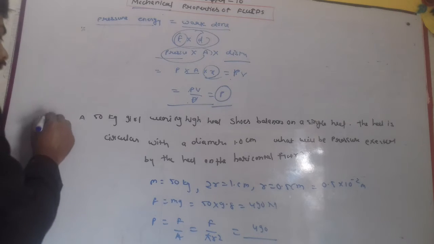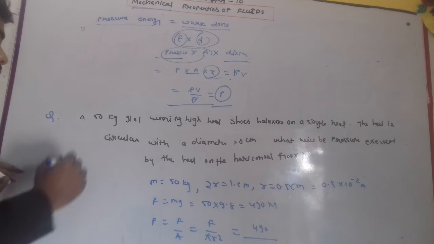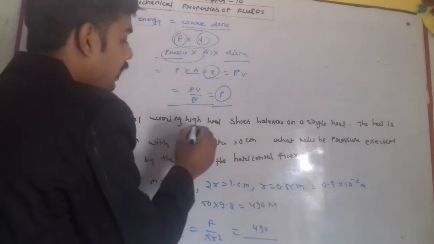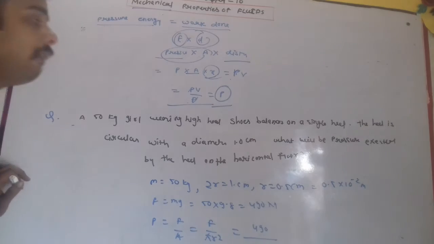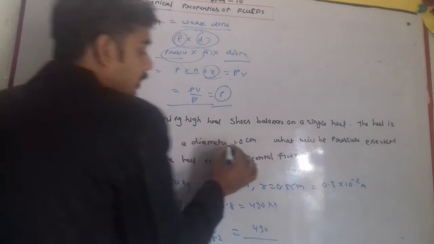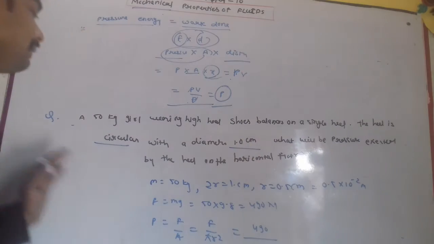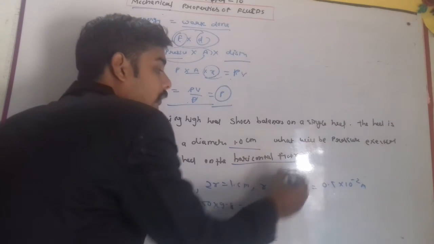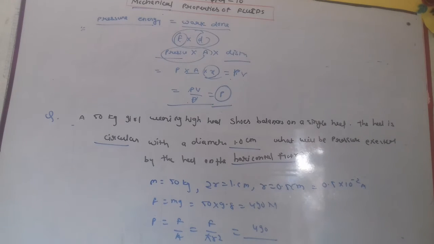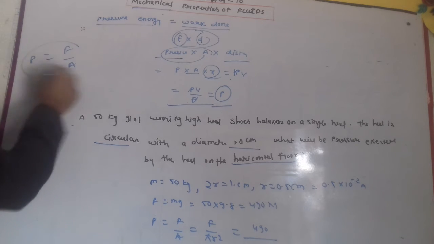Now we have a numerical; you can try to solve a similar question. Here we are looking at a 50 kilogram girl wearing a high heel shoe, balanced on a single heel. The heel is circular with a diameter of 1.0 centimeter. What will be the pressure exerted by the heel on the horizontal floor? Now we have to determine the pressure. So first we will apply the formula of pressure: pressure equals force upon area.